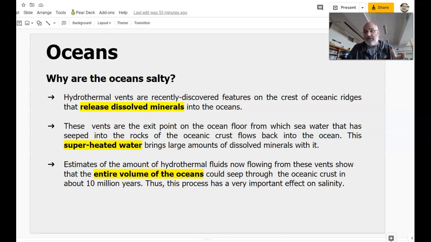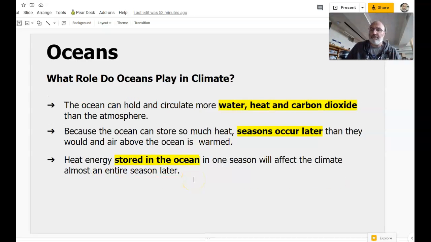10 million years might feel like a lot, but think back to our geologic time unit. The Earth's been around for 4.6 billion years. So in that entire period of time, the entire contents of the ocean have gone and burbled through hydrothermal vents and back out again multiple times. It's incredibly cool.